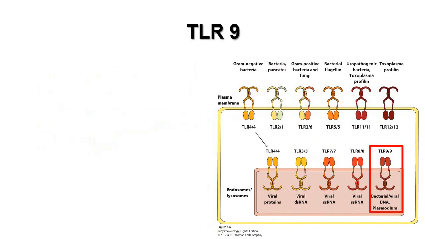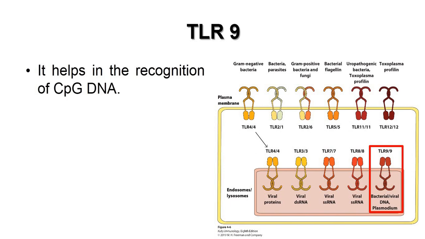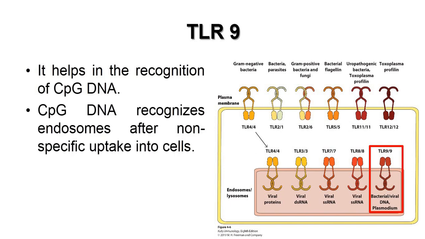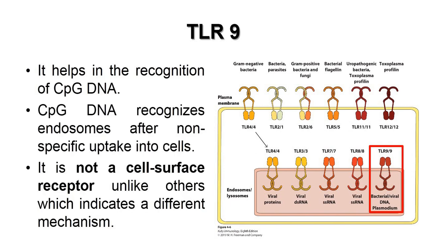TLR9 recognizes bacterial and viral DNA as well as the malaria parasite, the Plasmodium of malaria. It recognizes CpG DNA. It is not a cell surface receptor unlike the others, which indicates a different mechanism for TLR9.